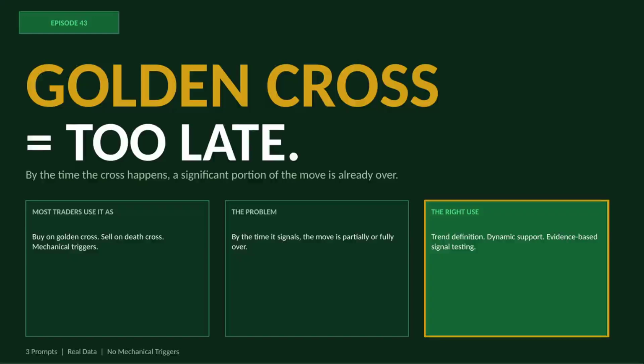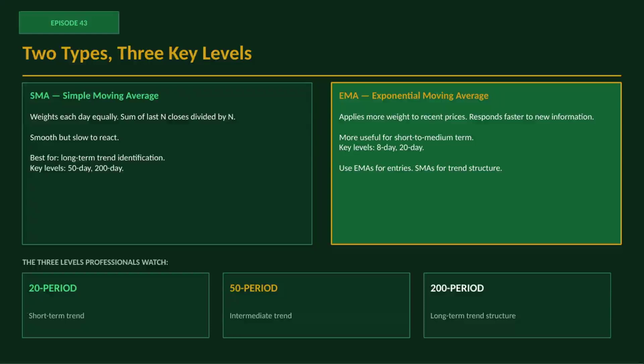The simple moving average, SMA, averages the closing prices over a specified number of periods, weighting each day equally. A 50-day SMA takes the sum of the last 50 closing prices and divides by 50. It is smooth but slow to react.